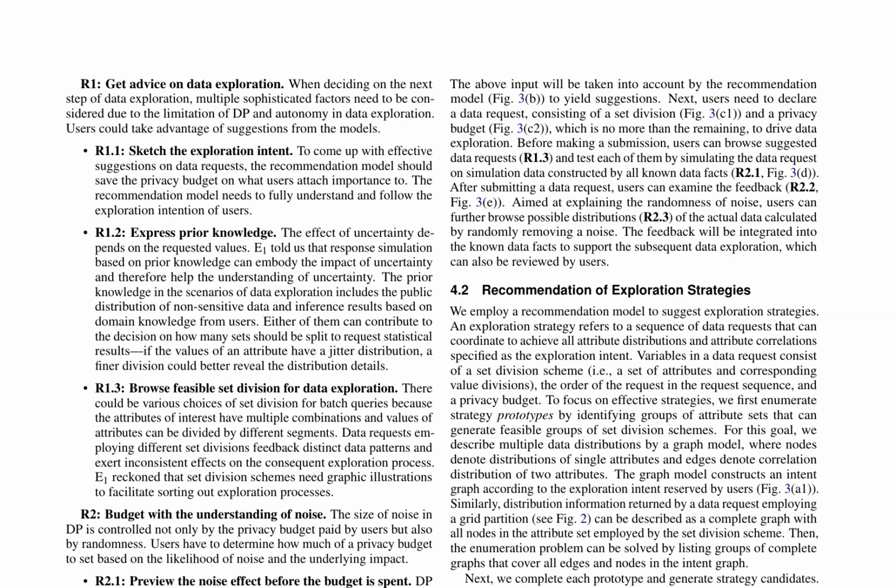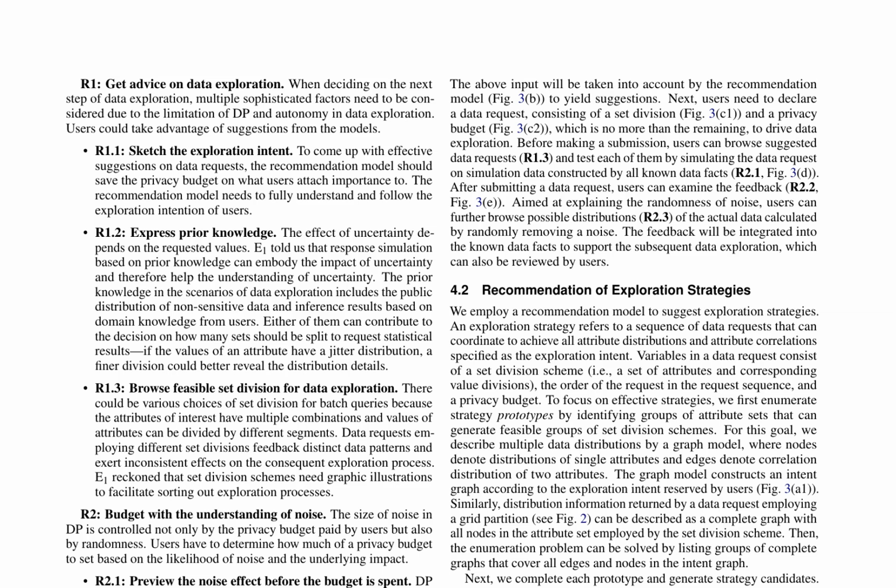Initially, users specify their exploration intent, which can be described as distributions of interest, such as the distribution of a single attribute or joint distributions of multiple attributes. A recommendation model then takes this input into account to yield suggestions for exploration strategies.